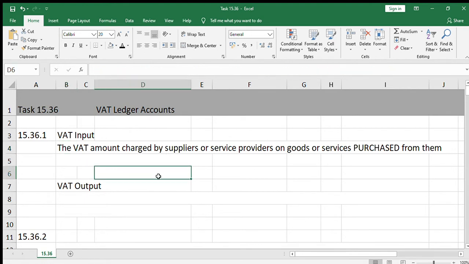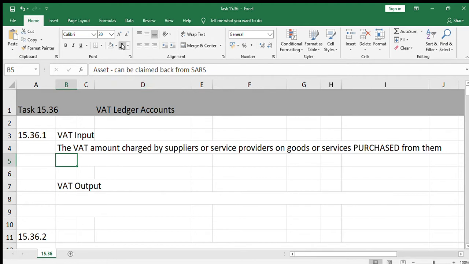So VAT input is the VAT amount charged by suppliers or service providers on goods or services purchased from them. I also like to think of it where goods come in, so that means it's the VAT on purchases. Okay, you must remember that it's an asset and it can be claimed back from SARS.